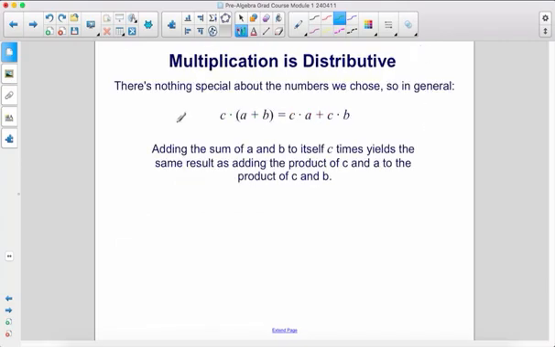There's nothing special about the numbers we chose, so in general, c times a plus b equals c times a plus c times b. Adding the sum of a and b to itself c times yields the same result as adding the product of c and a to the product of c and b.